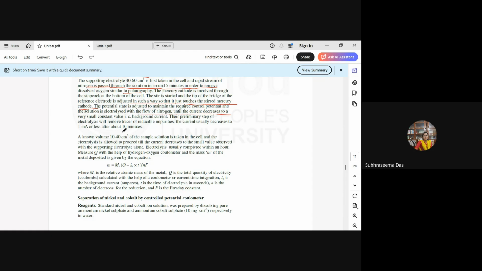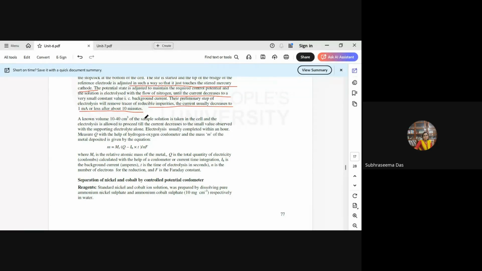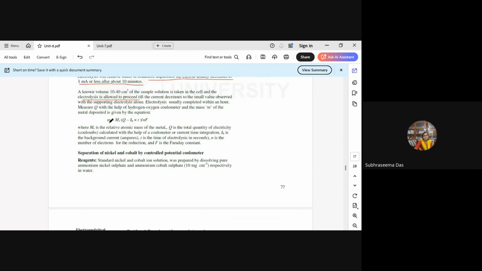The preliminary step of electrolysis will remove traces of reducible impurities. The current usually decreases to 1 milliampere or less after 10 minutes. Then a known volume, 10 to 40 ml, of the sample solution is taken in the cell, and the electrolysis is allowed to proceed until the current decreases. Electrolysis is usually completed within an hour, and the Q value is measured by using this formula.